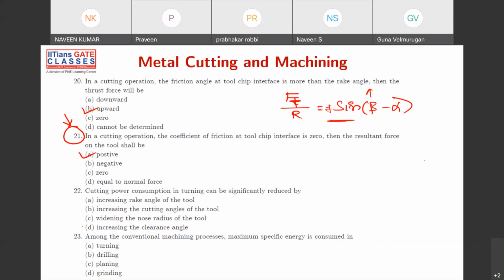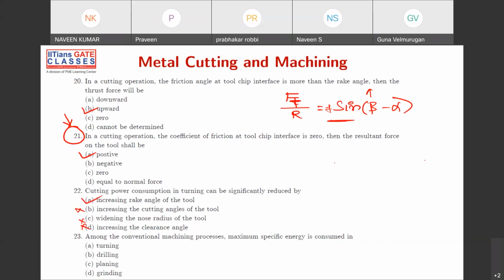So, of course, we are not relating this. We'll go option by option. Widening the nose radius: if you are increasing the nose radius, power consumption will go up. It won't come down. So this is not the answer. And increasing the cutting angles of the tools, this is a very wide option. The option would be A only.